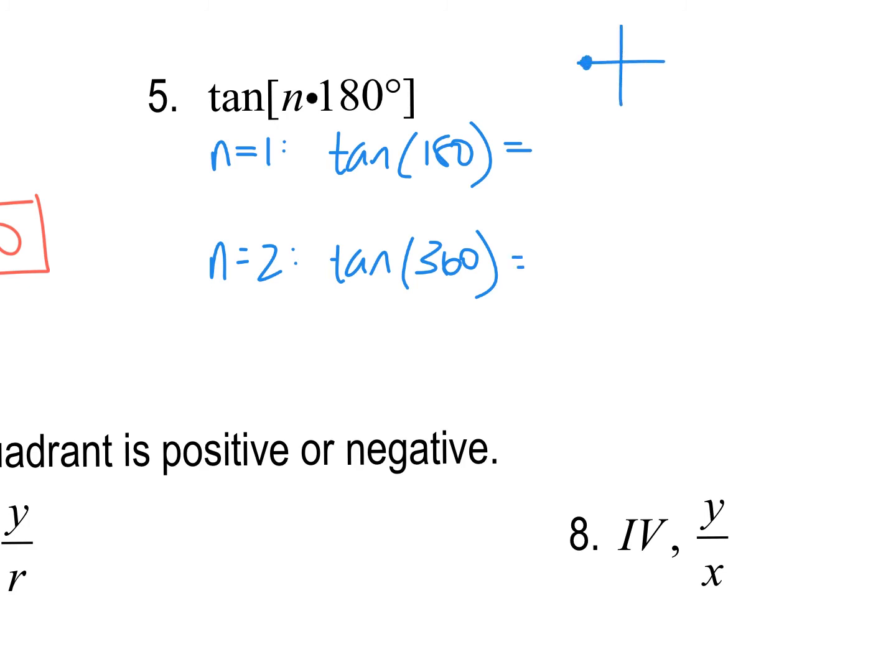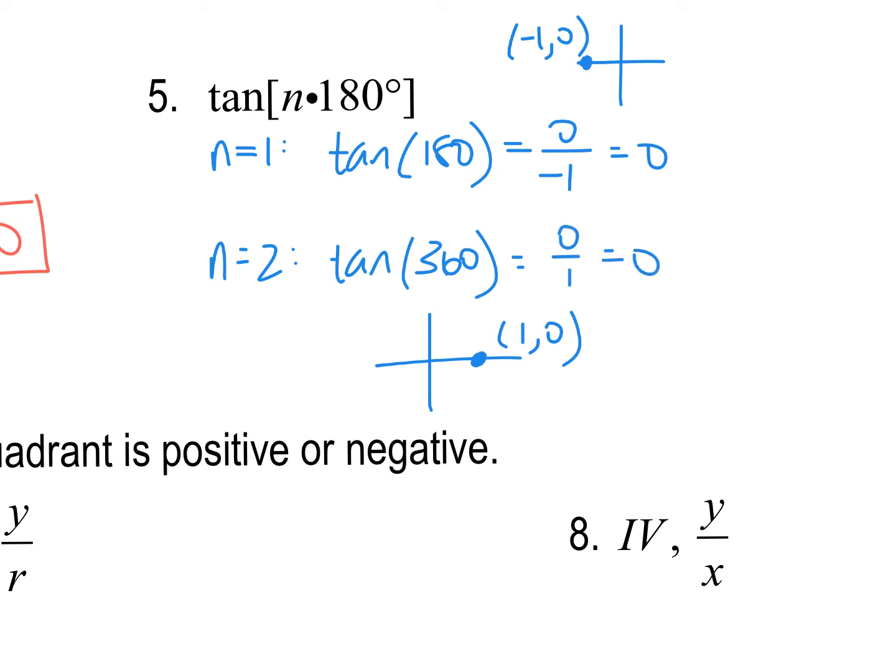That dot is right here. That x value is -1, and the y value is 0, and the tangent is y divided by x. So 0 divided by -1, so 0. Tangent of 360, let's try that one. 360 is here. What is that ordered pair? That means right 1, up and down 0. Tangent is y divided by x, so 0 divided by 1 equals 0. That means the tangent of n times 180, where n is an integer, is also 0.